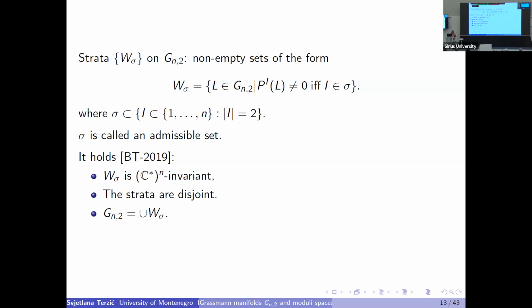And then we proved that any stratum is invariant under the action of the algebraic torus, and that the strata are disjoint for different sigma: W_sigma1 does not intersect W_sigma2, and the union of all strata is the Grassmann manifold G_{n,2}. So in this way we define the stratification of the Grassmann manifold. This is not new. This is a known thing.